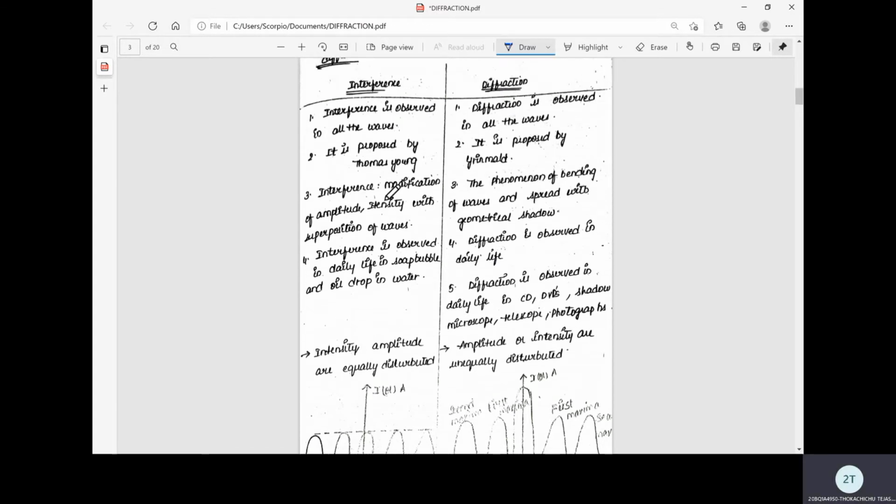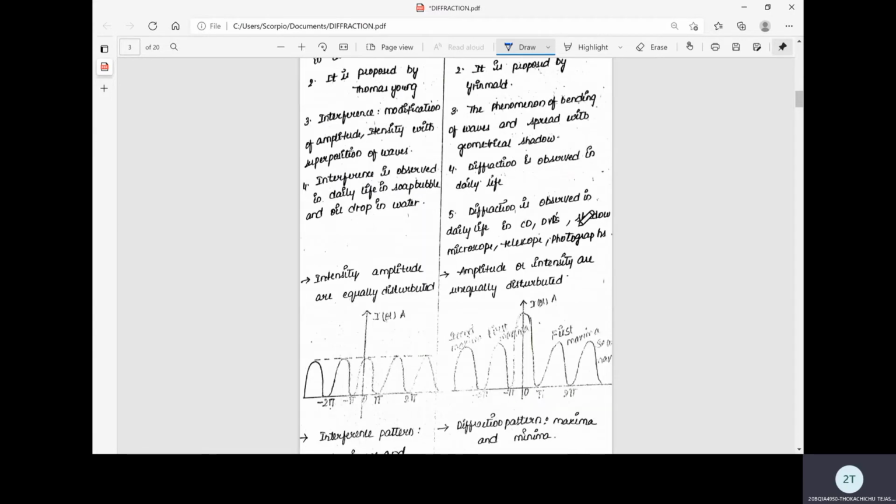And also, interference is a modification of amplitude and intensity with superposition of waves, which we discussed before. It is the result of intersection, or should we say collision, of two different waves of different characteristics to form a resultant wave, that is constructive interference or destructive interference, which were discussed previously, while diffraction, which we discussed just now, is the phenomenon of bending of waves and spreading into the geometrical shadow.